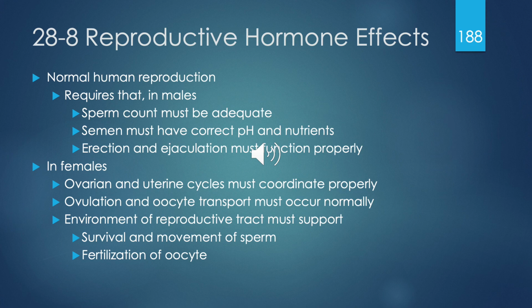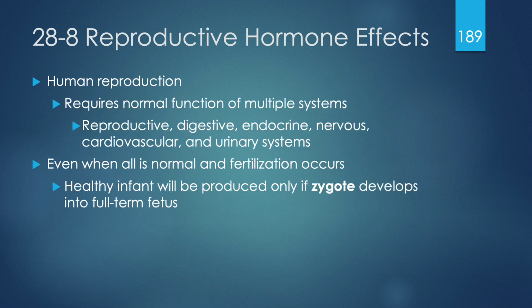In females, we expect that ovarian and uterine cycles have to coordinate properly, and that ovulation and oocyte transport also have to occur normally. The environment of the reproductive tract also has to be able to support two things: the survival and the movement of sperm, as well as the fertilization of an oocyte. So I think we can suffice it to say that in human reproduction, it's complicated. There are a lot of systems at play.